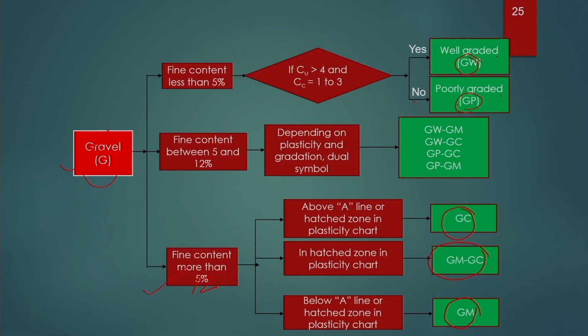Now, if the fine content is between 5% and 12%, the soil will have a dual symbol like GW-GM, GW-GC, GP-GC, GP-GM. In that case, we need to determine from the Cu and Cc whether it is well graded or poorly graded, then GW or GP. Then from here we have to determine whether it is GC or GM. So, the second term will come here. The fine content is between 5 and 12%. In that case, we have to use both things to get the dual symbol.